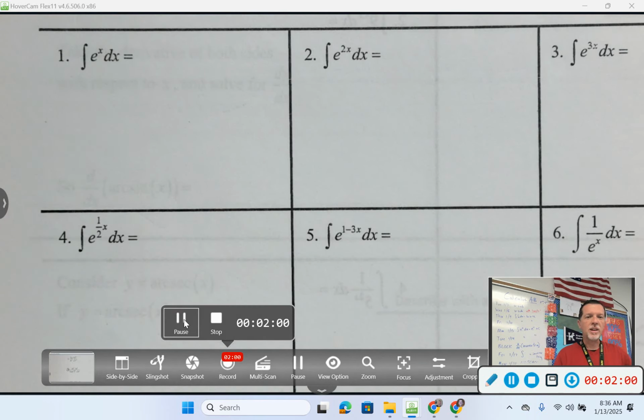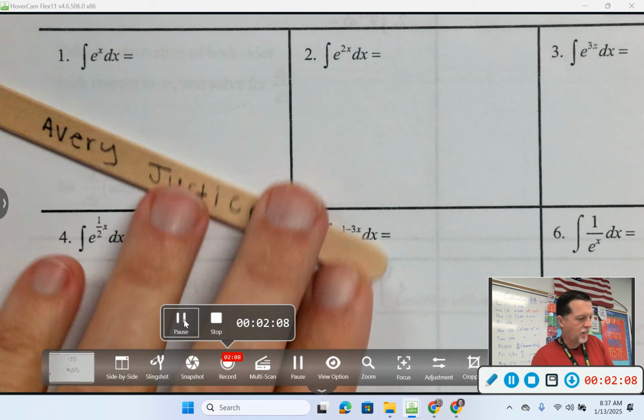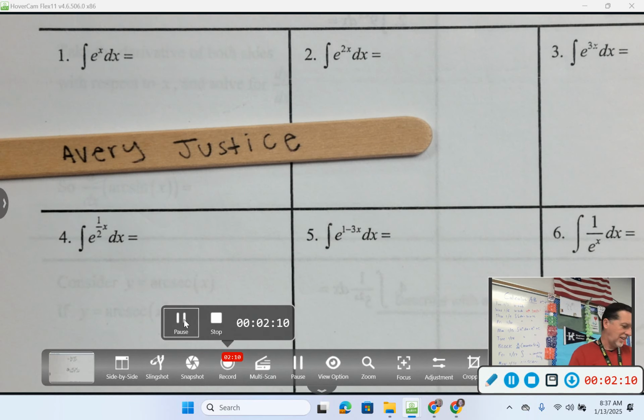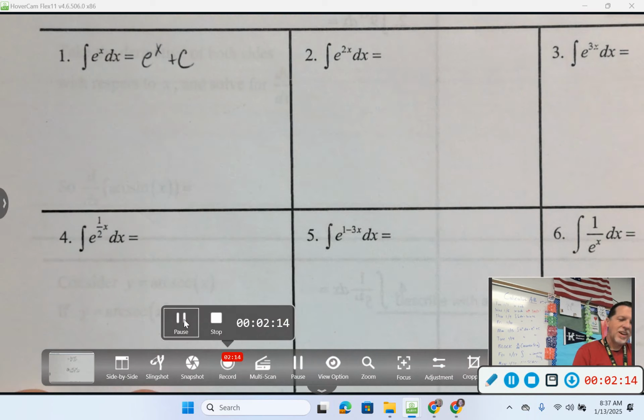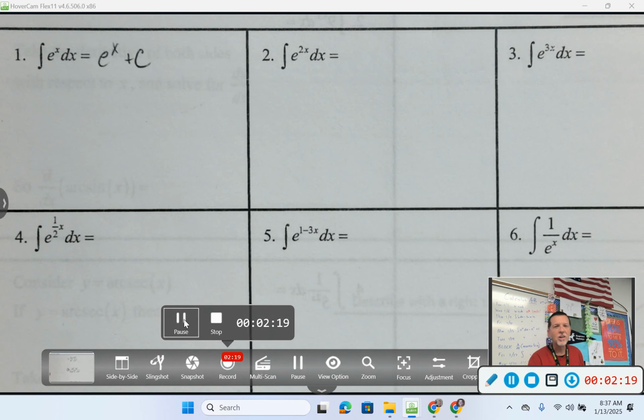Okay, number 1. Oh, I can pull a popsicle stick for number 1, right? Because there's nothing crazy about number 1. Avery, what's the antiderivative of e to the x dx? E to the x plus c. Okay, but 2 and 3, we start getting a little bit weird because we got numbers in there. So, you got a u substitution for me on number 2?